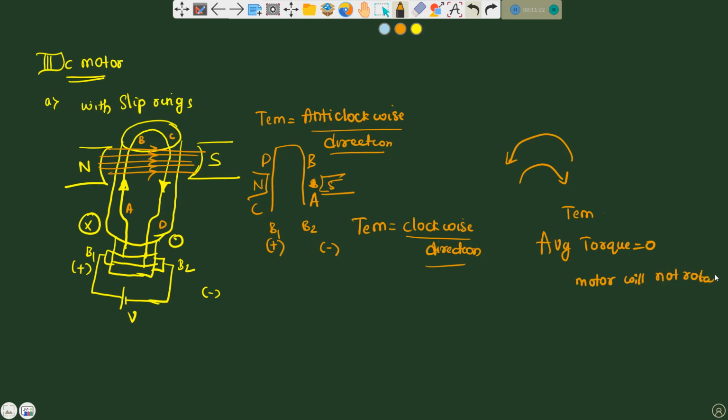Understood? So now with slip rings, we are talking about slip rings, correct? The brush B1 is always in contact with conductor AB, and the brush B2 is always in contact with CD. The current in the conductor AB is always cross, whether it exists under north pole or south pole. Therefore the average torque is 0.